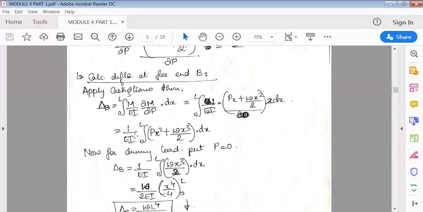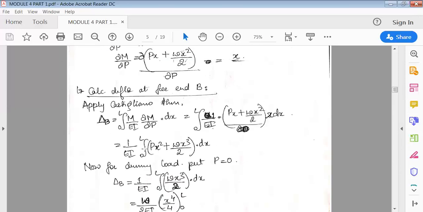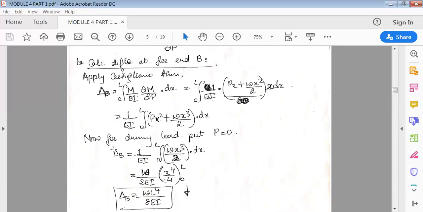So 1 over EI I'll take outside, then I'll put it in the brackets. So it is 0 to L, complete length we are taking, of Px square plus wx cube by 2 into dx. Now we know that P is a dummy load, so put P equal to 0. If I put P equal to 0, this term is gone. So it is 1 over EI, wx cube by 2 into dx.